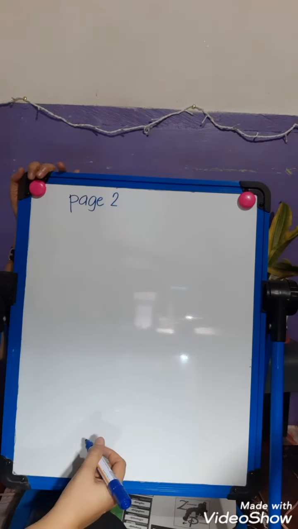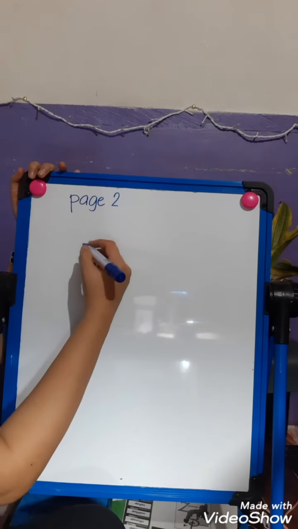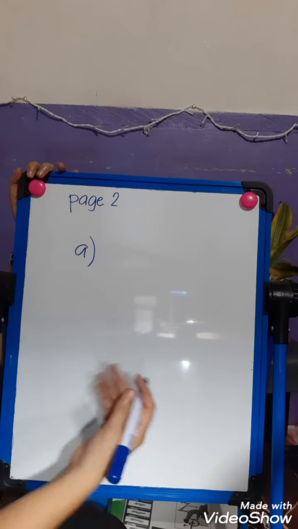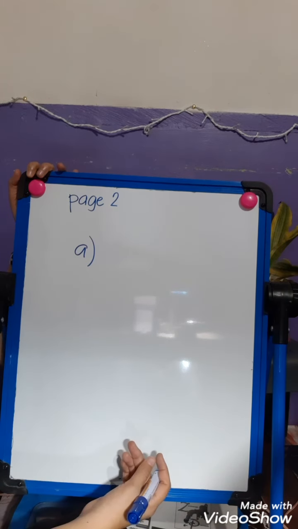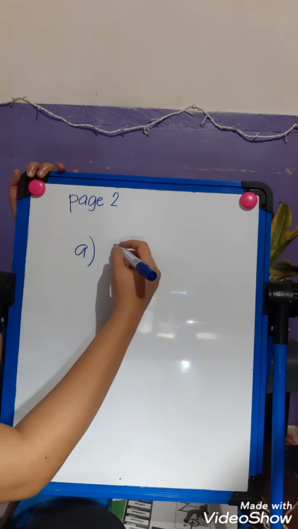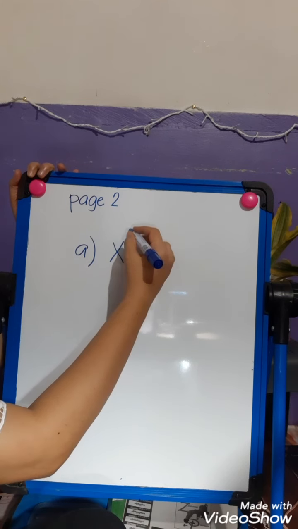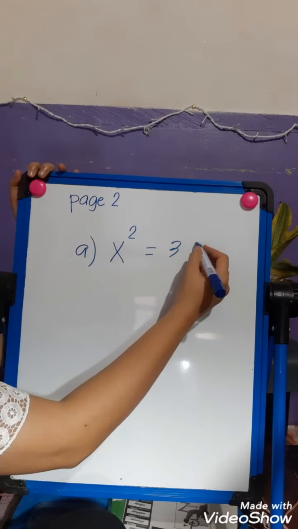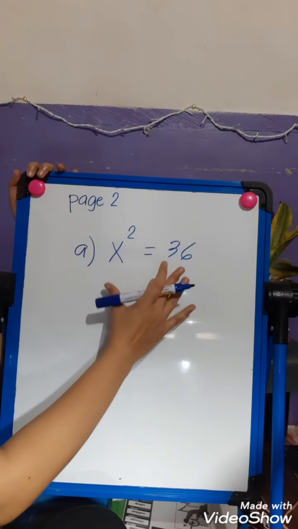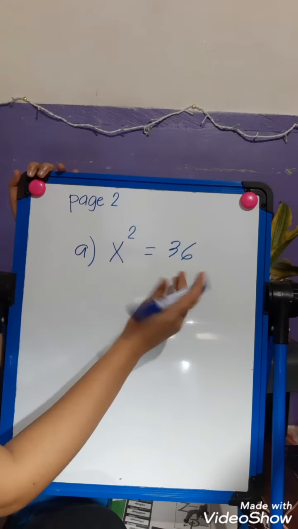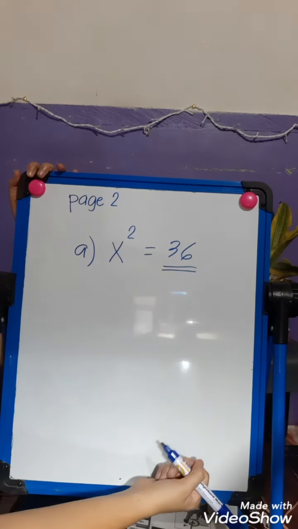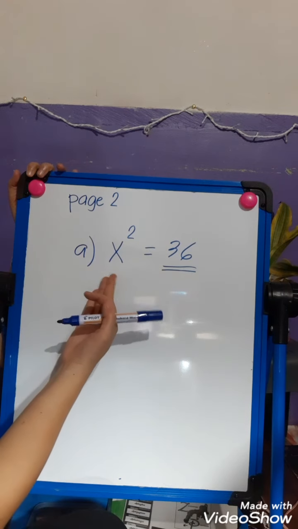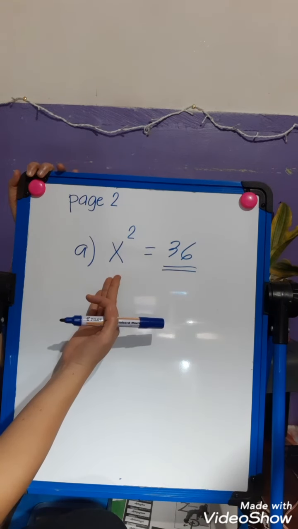So, we have here example A, still on activity 2. Anything real or nothing real. For example, x squared is equal to 36. So, if we examine the right side, for sure that is a perfect number. How about the left side?